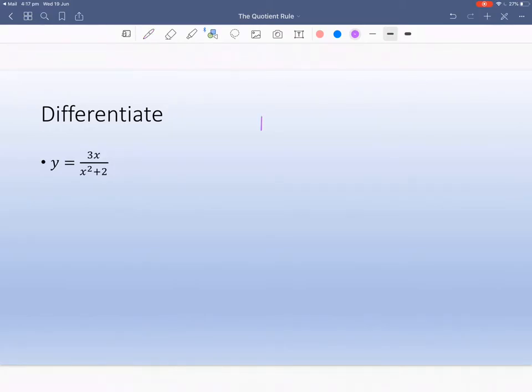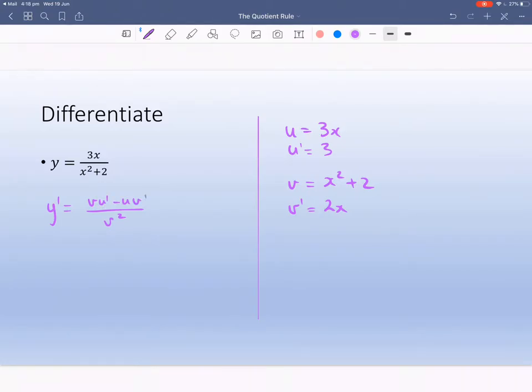All right, so let's get it in. u is the top, so it's 3x. v is x squared plus 2. u dash equals 3. v dash equals just 2x. All right, let's get straight into it. y dash equals, it's going to be over v squared. We know that. And then always start with what letter? v, the second one. v, u dash, minus u, v dash. Don't forget the minus, all right?